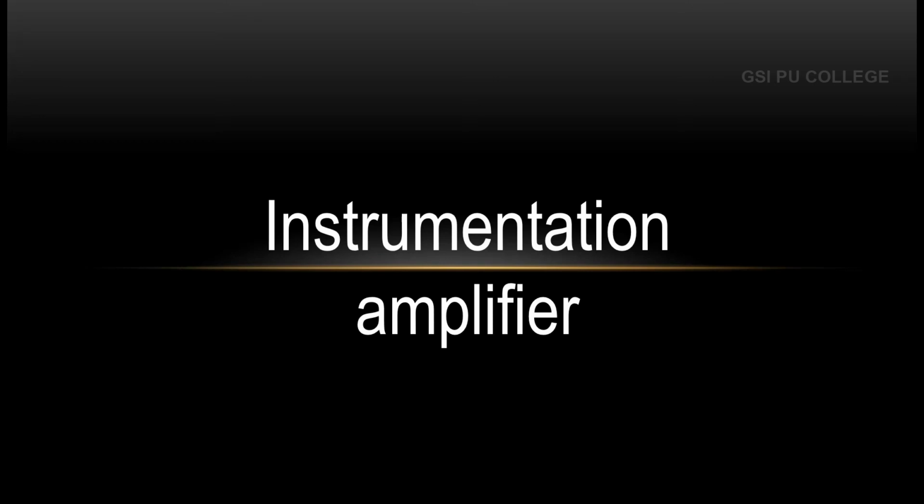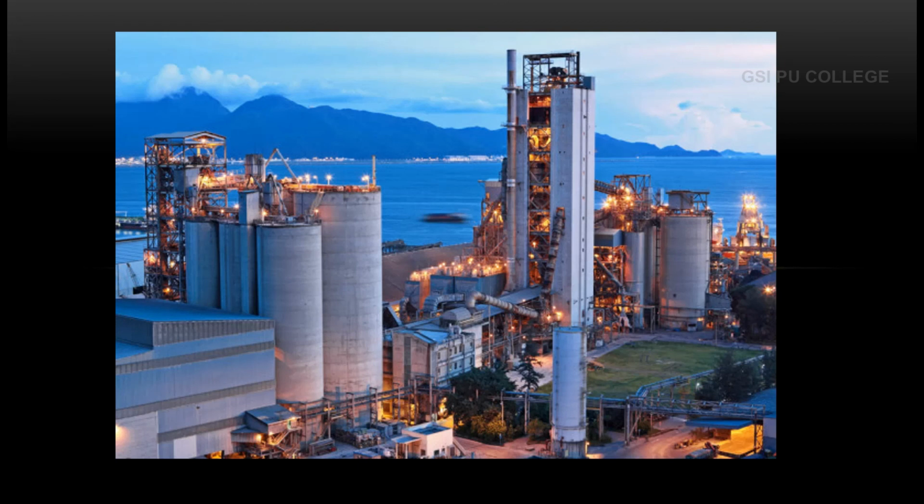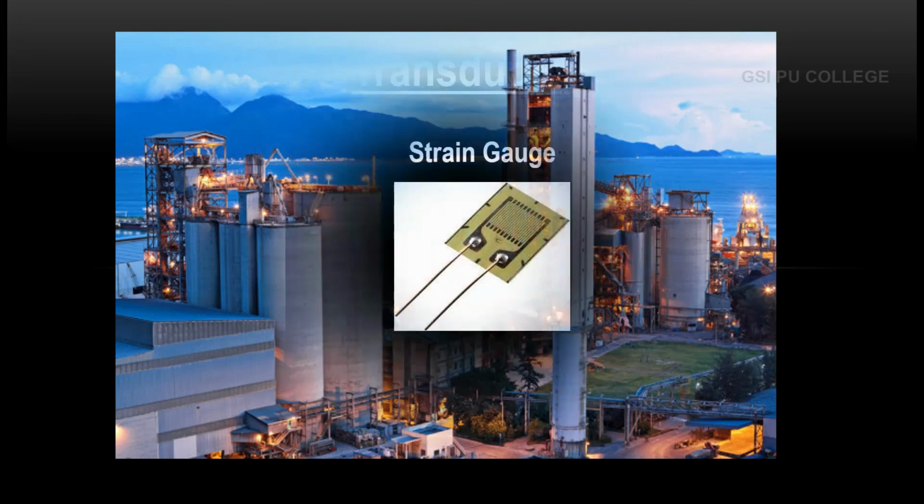So, what is this instrumentation amplifier? Many industrial systems, consumer systems and process control systems require a precise measurement of physical quantities like temperature, pressure, humidity, weight, etc. Say for example, a sugar factory requires a measurement of flow, level and temperature of juice. The plastic furnaces require precise measurement of the temperature. The dairy plant requires a precise measurement of temperature and humidity.